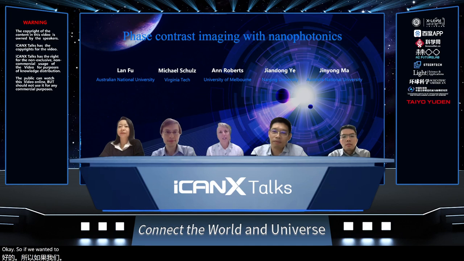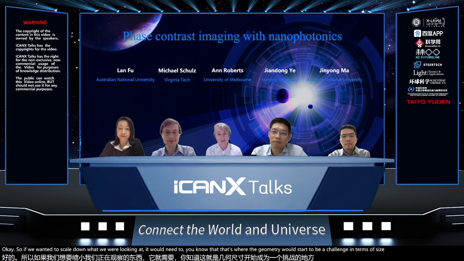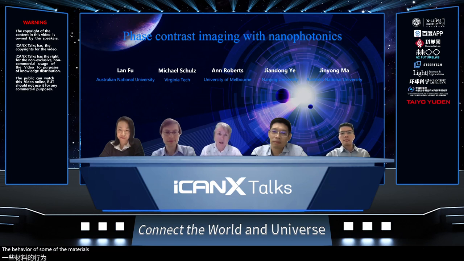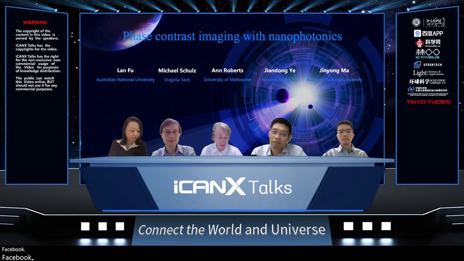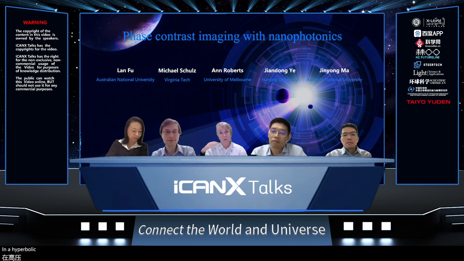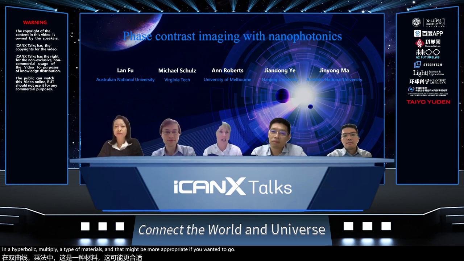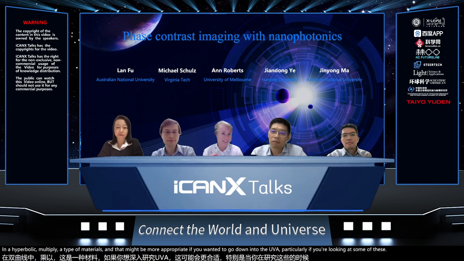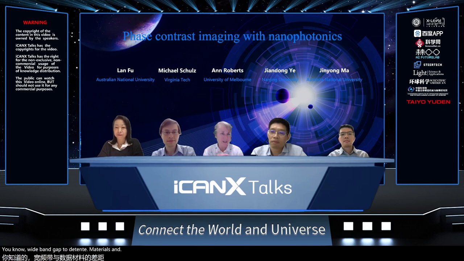Okay, so if we wanted to scale down what we were looking at, that's where the geometry would start to be a challenge in terms of size, but also the behavior of some of the materials down in the ultraviolet becomes a challenge. But there has been work on materials for plasmonic applications in the UV, so there's potential in that space. There's also been some nice work done on metamaterials for the UV, of the hyperbolic multi-layer type. That might be more appropriate if you wanted to go down into the UV, particularly if you're looking at some of these wide band gap 2D type materials. There might be some interesting scope in that space. It's an interesting challenge.